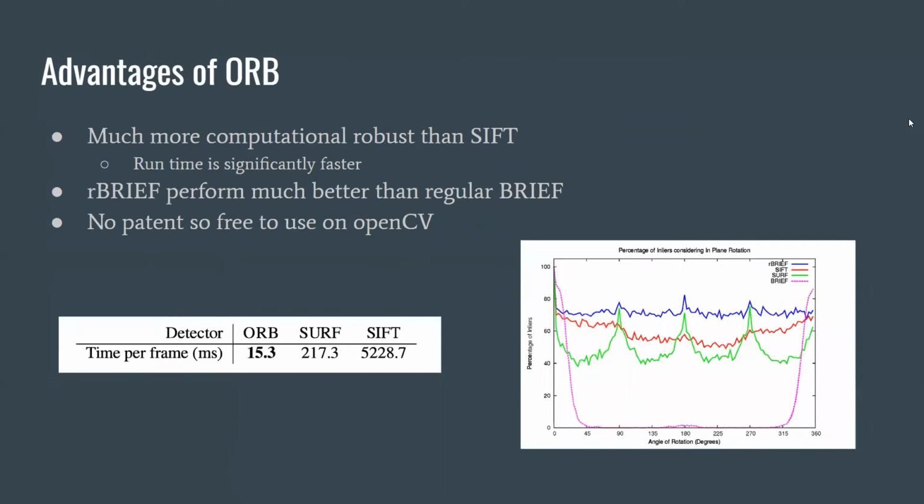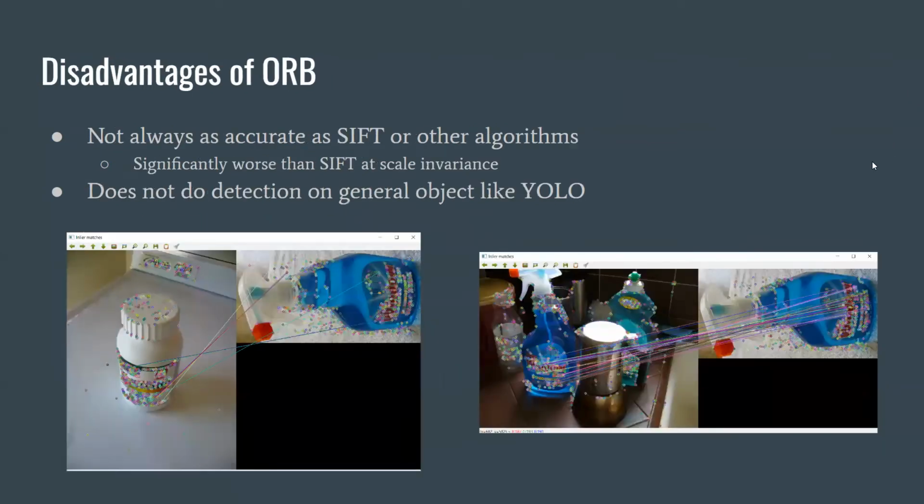Some of the advantages are that it is very computationally robust and much quicker than SIFT, as seen in the image on the left. It also doesn't have a patent, so it's free to be used by anybody. Some of the disadvantages are it's not as accurate as SIFT or some other object detection algorithms, and it struggles with scale invariance.